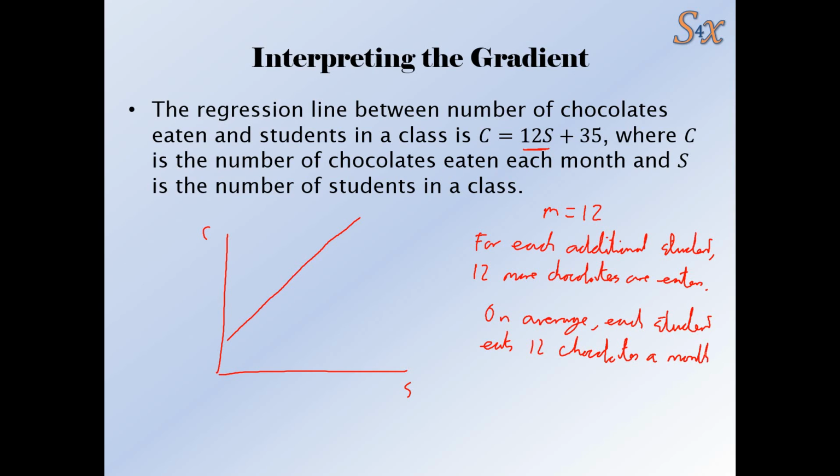But you can get asked about what the gradient means, and this is where you have to think about the context of the problem as opposed to just the regression line. Think about what we're actually being asked about, the context, and just make sure you understand what the gradient actually implies in real life. It's just trying to get you to understand what these things actually mean.